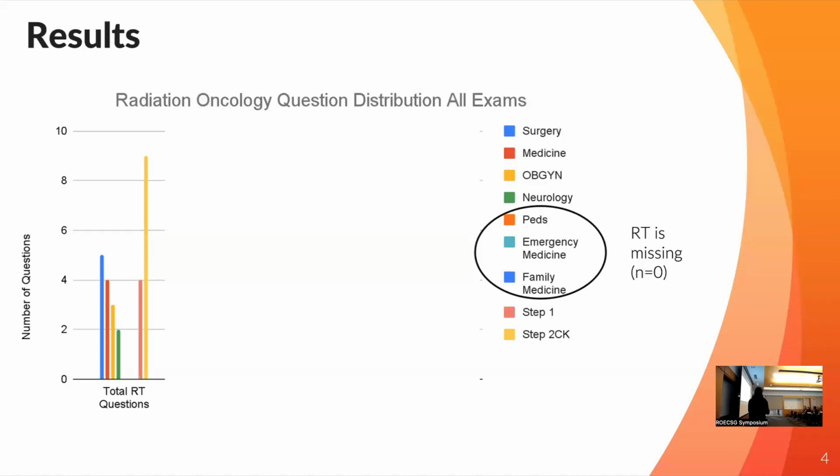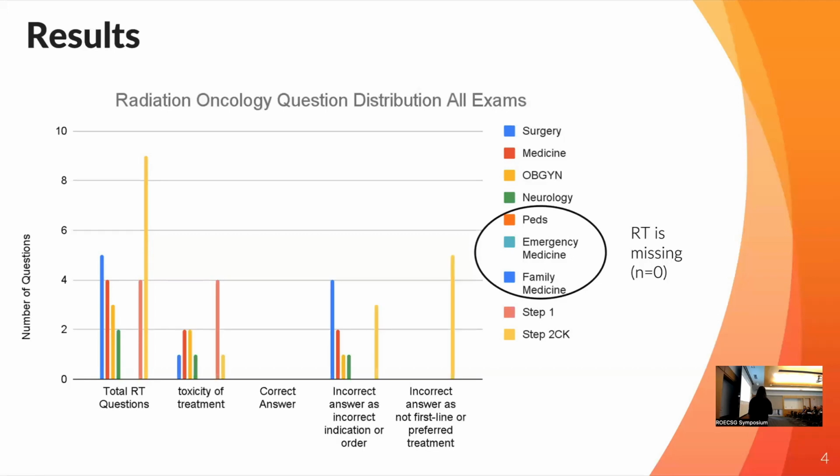So the next question we were asking, okay, now we have distribution. How is radiation being portrayed in this? What kind of questions are they asking? Is it the right answer or the wrong answer? This is where things get really interesting. So here's the rest of it.